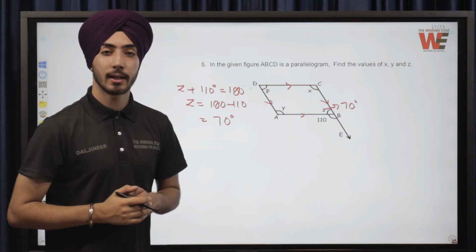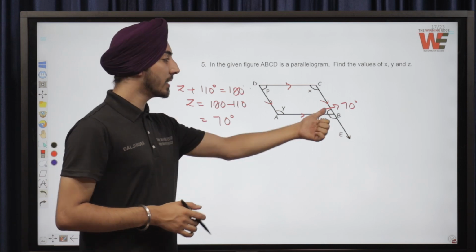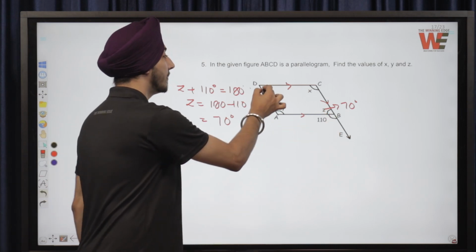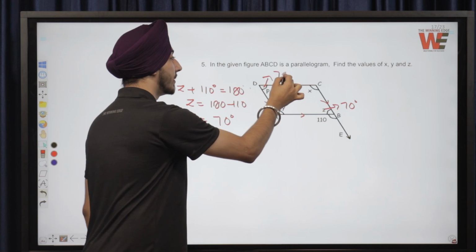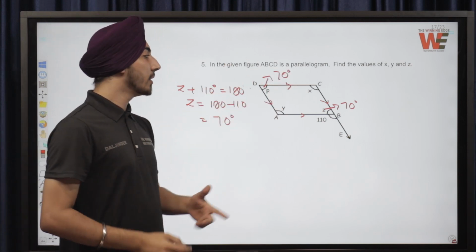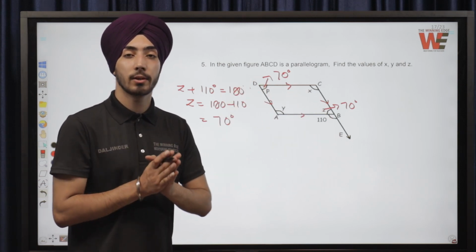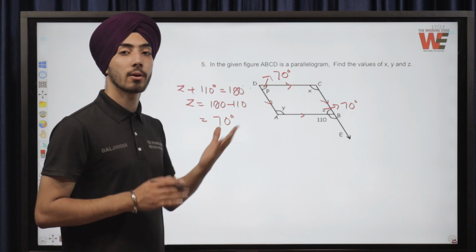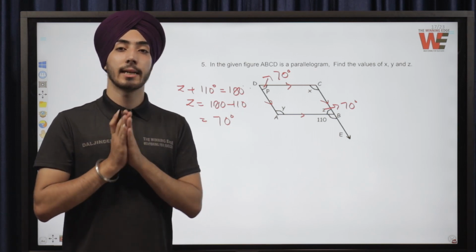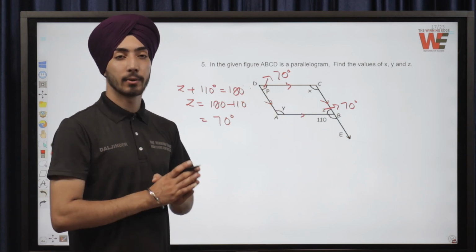As you remember the property in a parallelogram, opposite angles are equal. So what does this mean? If Z is 70 degree, angle P will also be 70 degree. But you need to make sure while solving this in your examination, you write down this property that opposite angles in a parallelogram are equal, because in these kind of questions, not only your answer, but your steps, your reasoning carries marks. Okay, so you need to write down that property that opposite angles are equal.